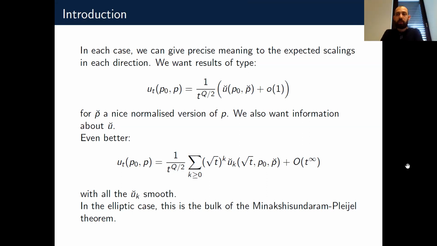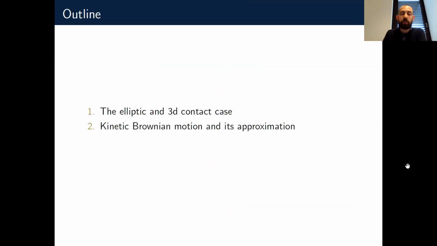So I'm going to do it in 2 steps. First, I'm going to describe more or less the strategy of proof in the elliptic and the contact case, and then I'll get to actually kinetic Brownian motion, which I think gives you a good idea of what's happening in the hypoelliptic case, even if it is a very specific example, and I believe that it generalizes.